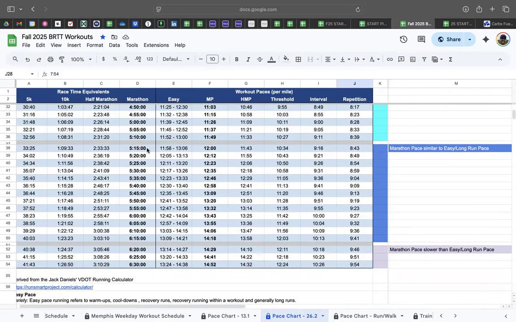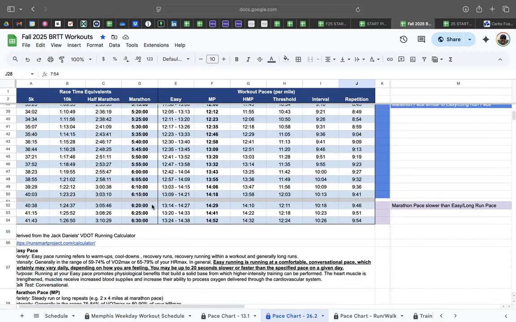In this ballpark, from a 5:15 marathon to a 6:15 marathon, your marathon pace is in the zone of your easy run pace. And it starts sort of at the faster end of the zone at 5:15 and comes to the tail end of the zone at 6:15. But your marathon pace is going to be similar to your easy run pace.